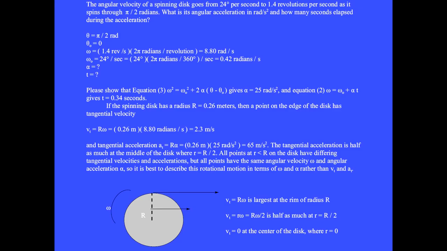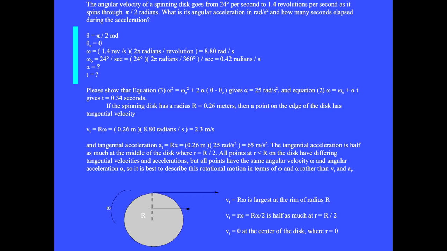The angular velocity of a spinning disc goes from 24 degrees per second to 1.4 revolutions per second as it spins through pi over 2 radians. What is the angular acceleration in radians per second squared, and how many seconds elapse during the acceleration?